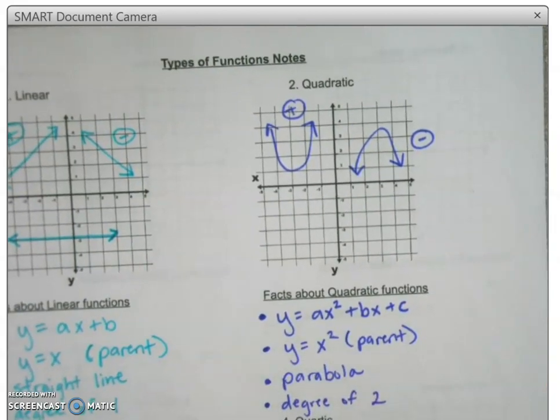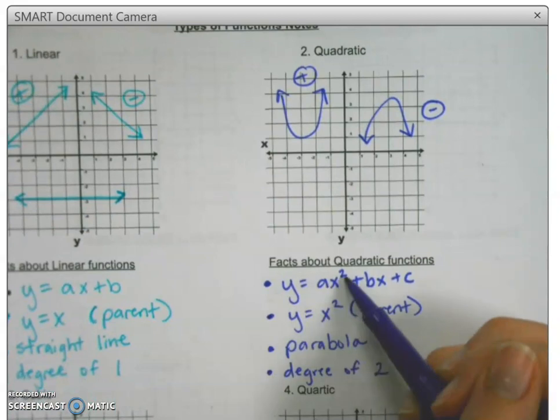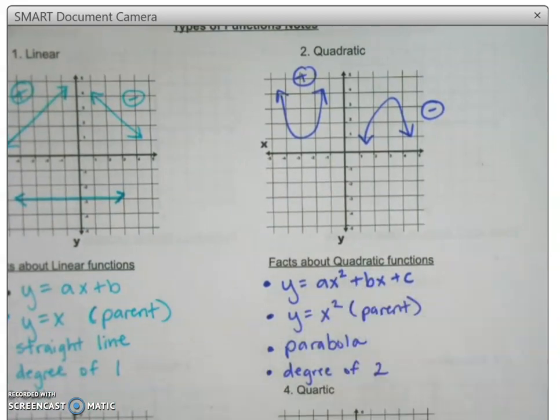So your degree, like I said, is the exponent. And so right here you see 2. That is the highest exponent I see, degree of 2.